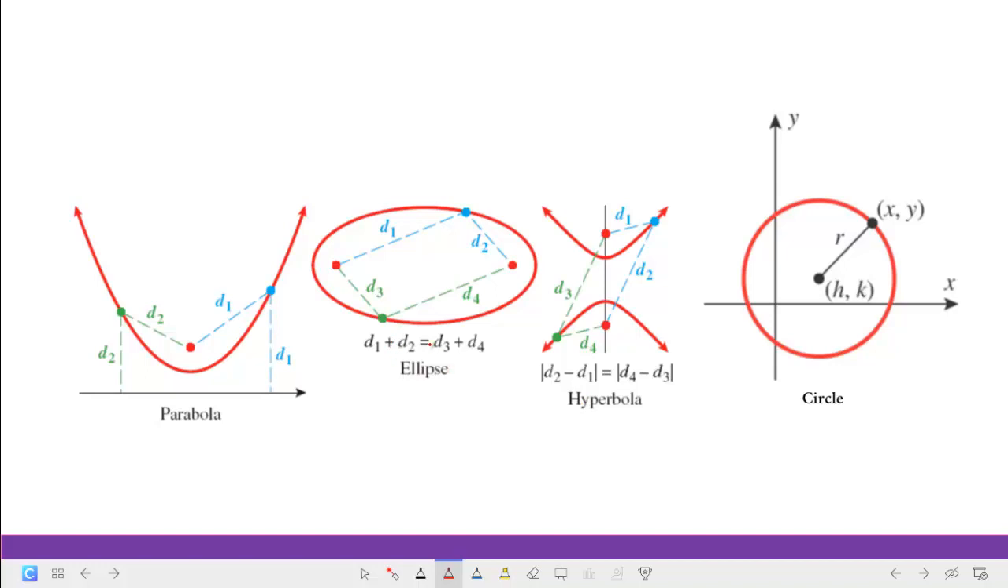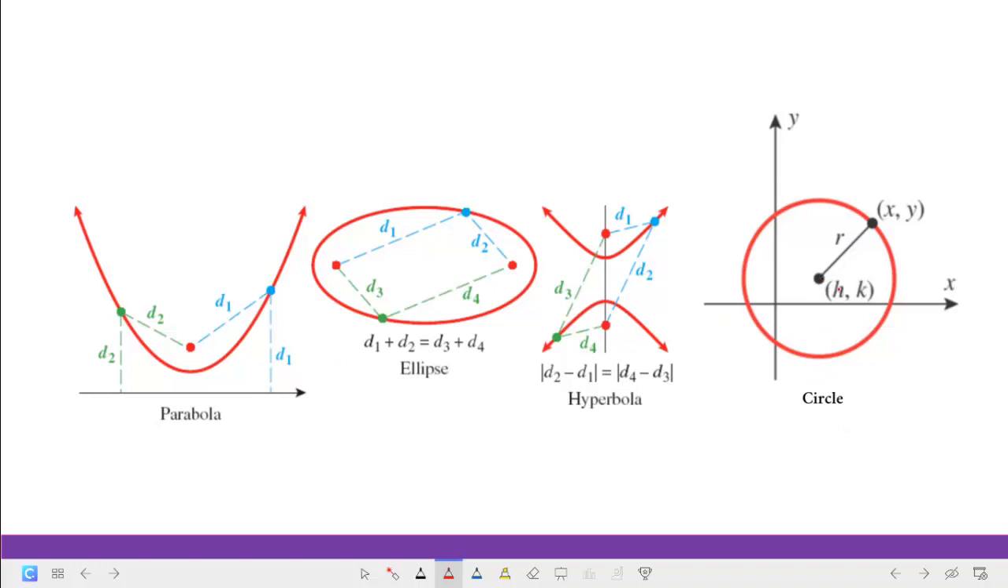Here in the ellipse it is a constant sum; this one is a constant difference, because the absolute value of D2 minus D1 is equal to the absolute value of the difference of D3 and D4. Why is there an absolute value? To make everything positive, because the distance is positive here. So D2 minus D1 equals D3 minus D4 or D4 minus D3. That is the hyperbola.